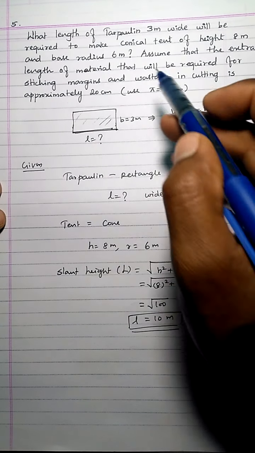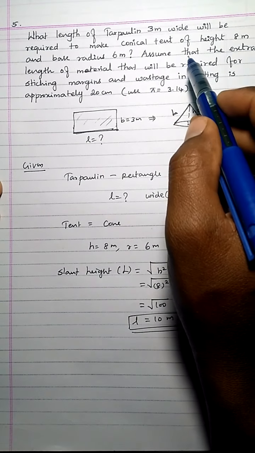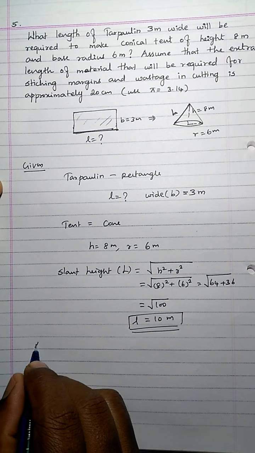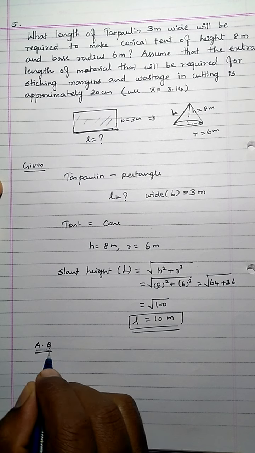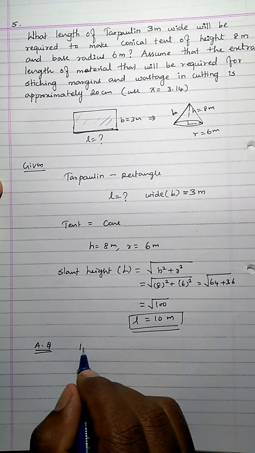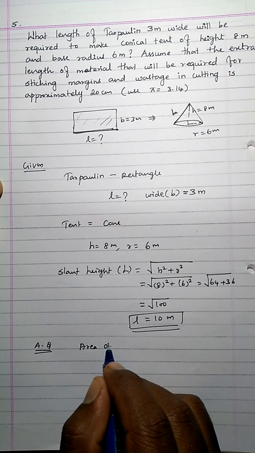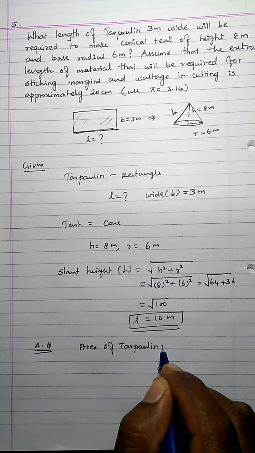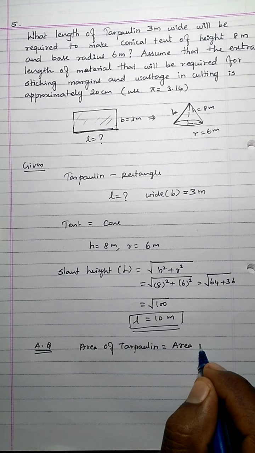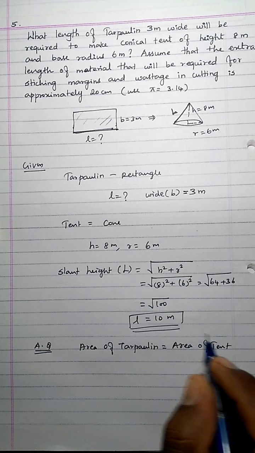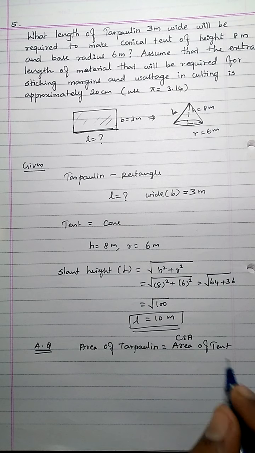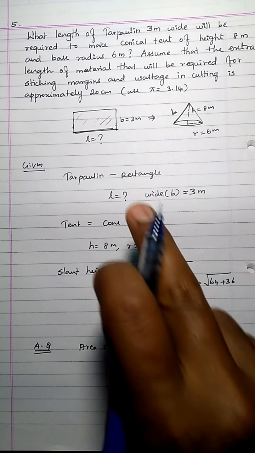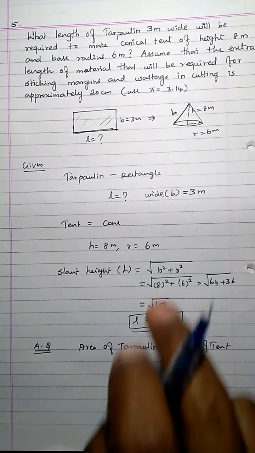Now let's go to the next. First we have to find the length of the tarpaulin. So according to the question, the area of tarpaulin is equal to the area of the tent. Area means we are using CSA, curved surface area of the tent. Both areas are equal because they are using the same paper. That is why they are equal.